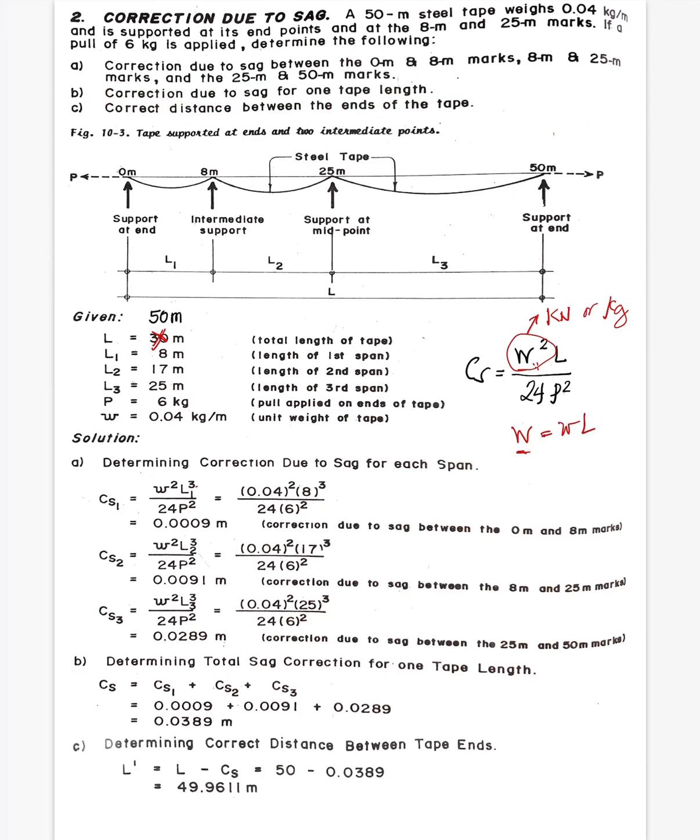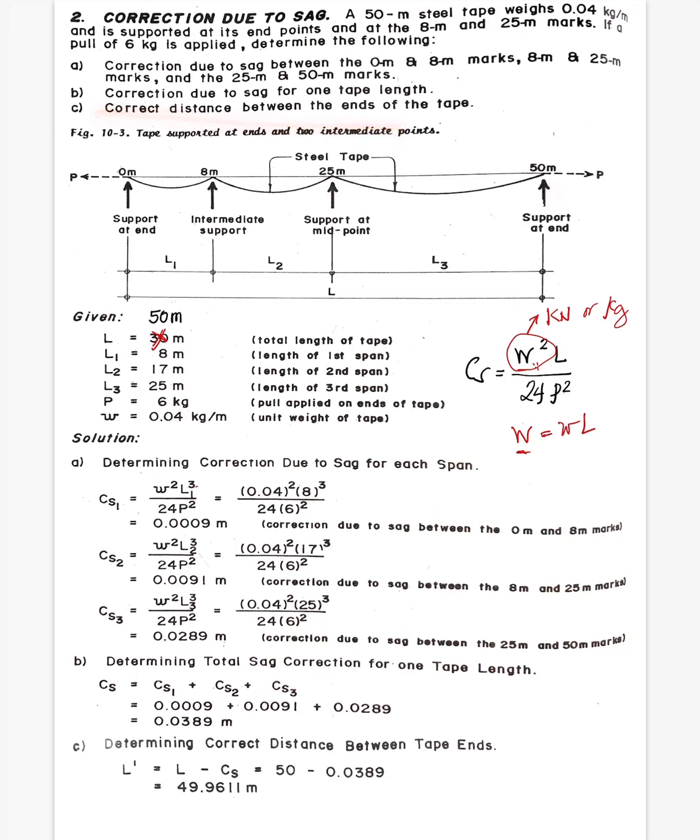And then letter B is the correction due to sag for one tape length. So you add all the corrections from L1, L2, and L3. So you have the total correction, that is CS1 plus CS2 plus CS3. So you have the total correction, that is 0.0389 meters. So that's the total correction for the whole tape length with the supports given at 0, 8 meters, 25 meters, and 50.